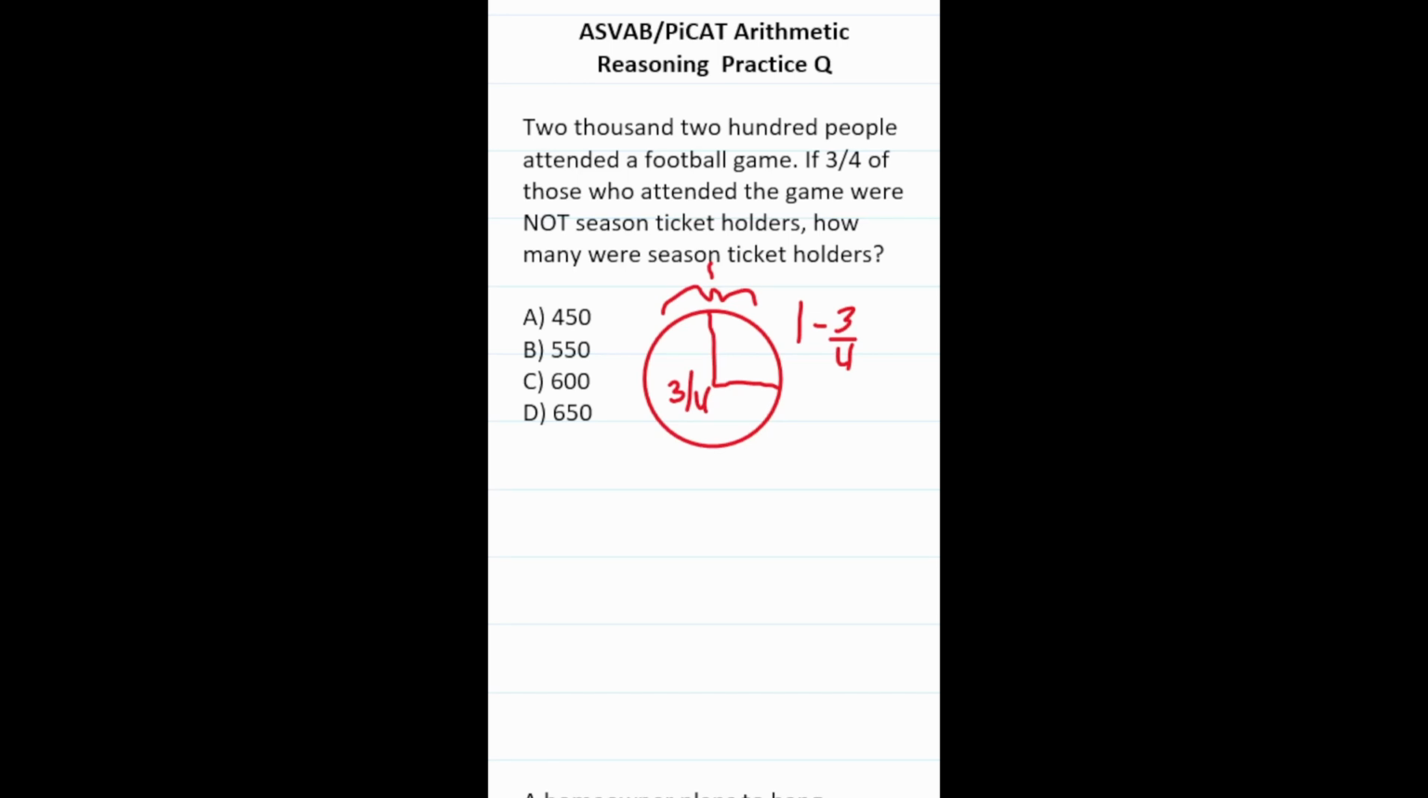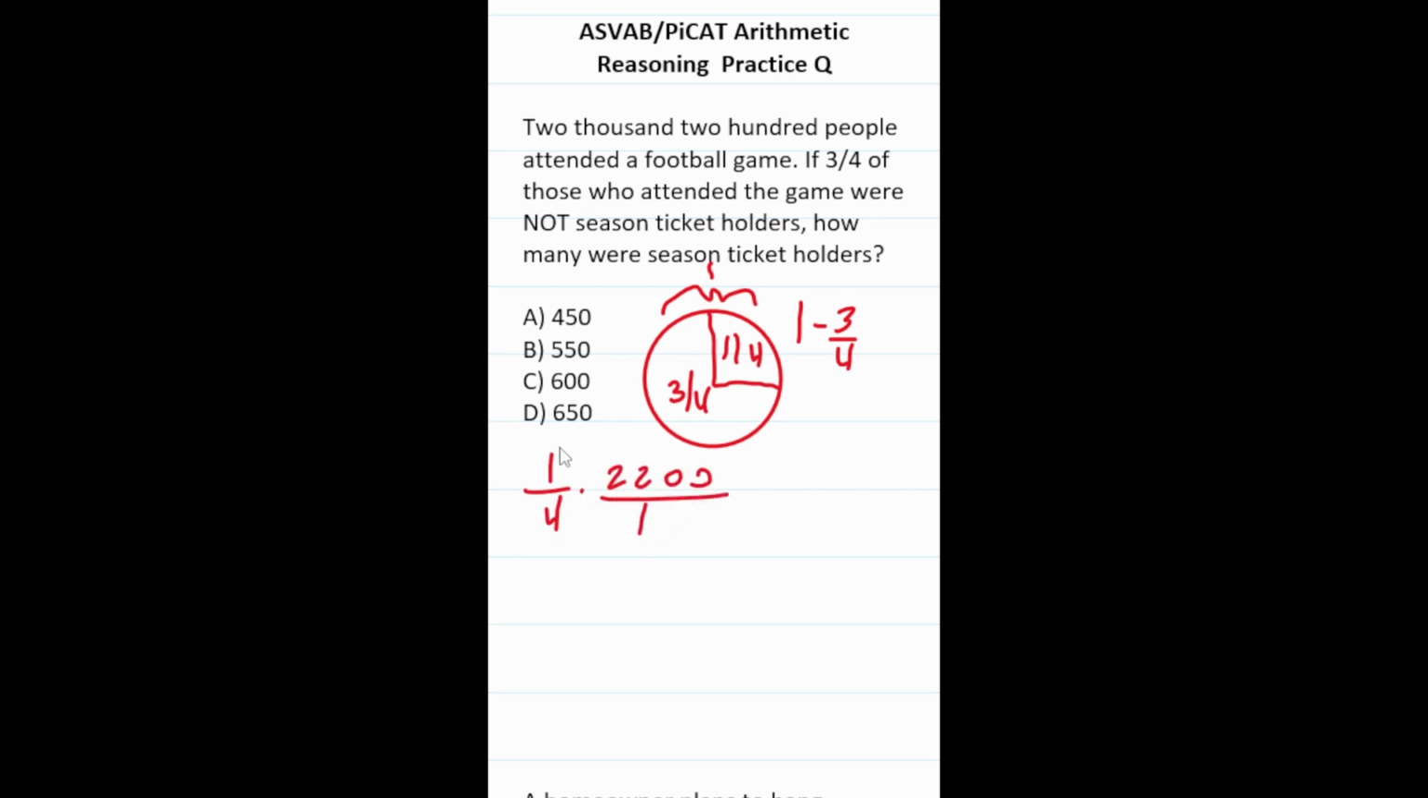This ASVAB PiCAT arithmetic reasoning practice test question says 2,200 people attended a football game. If 3/4 of those who attended the game were not season ticket holders, how many were season ticket holders? So to figure out how many season ticket holders we had, we do 1 minus 3/4, which is going to be 1/4. Now we've got to figure out what 1/4 of the 2,200 people who attended the game is.